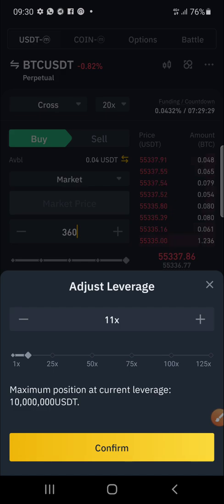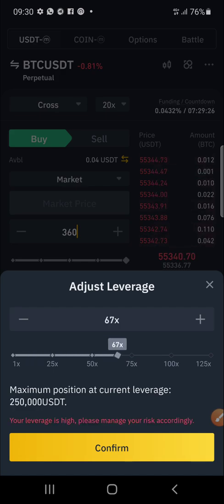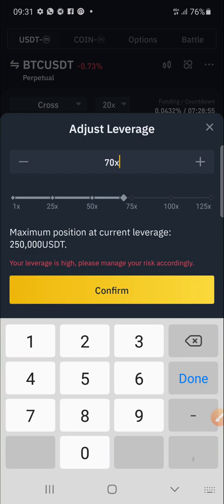Let's say for instance I leverage 70x. This means that if I place a trade and it goes up by 1%, I say 70 times 1, I have made $70. But in normal spot trading, if your market has gone up by 1%, you have only made $1. So that's the difference.